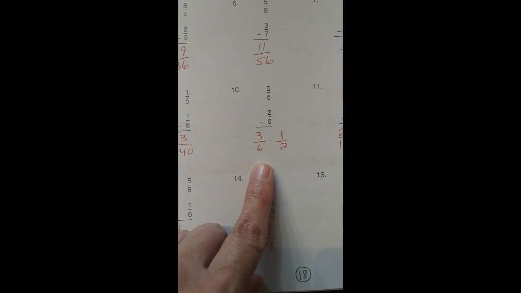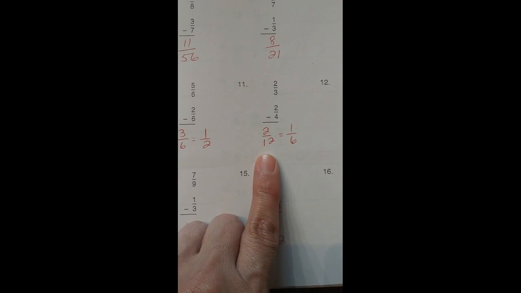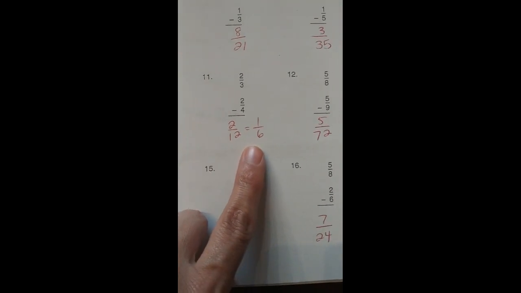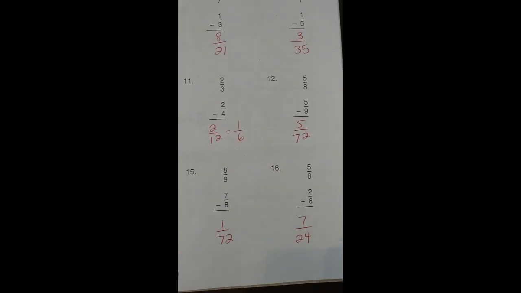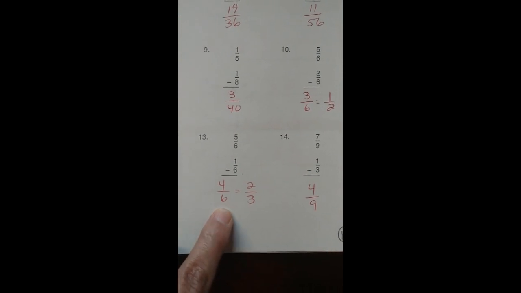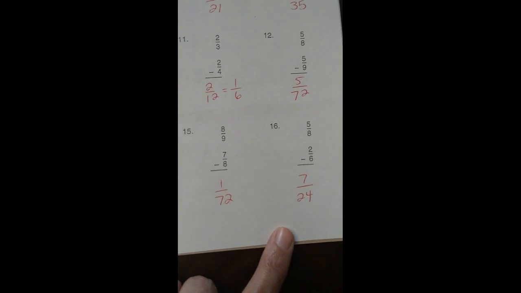Number 10 was 3/6, and you would have simplified it to 1/2. Number 11 is 2/12, and you would have simplified it to 1/6. Number 12, the answer is 5 over 72. Number 13, the answer is 4/6, you would have simplified it to 2/3. Number 14 is 4/9. Number 15 is 1 over 72. And number 16 is 7/24.